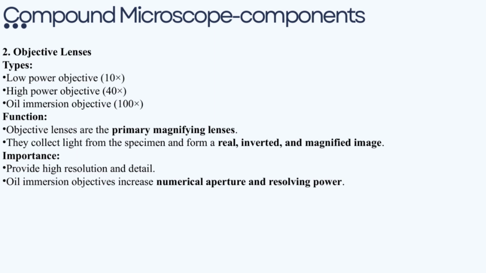For example, the oil immersion objective increases the numerical aperture, which essentially means it captures more light and enhances the resolving power. This allows us to distinguish finer details in the specimen. So, in the context of the compound microscope, these objective lenses are crucial components that work together with the other parts to give us clear, detailed images. They're essential for scientific accuracy and for advancing our understanding of microscopic structures.